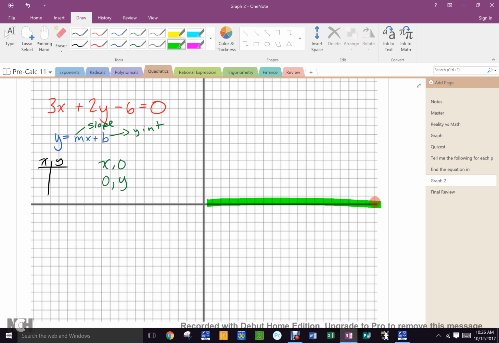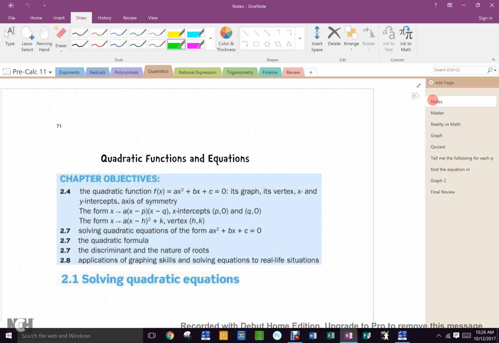All right. Everybody remembers this? All the straight line stuff? Okay. Now, let us move on, cabbages, to the new stuff. All right? This is page 71 in your book. You should open up to it.